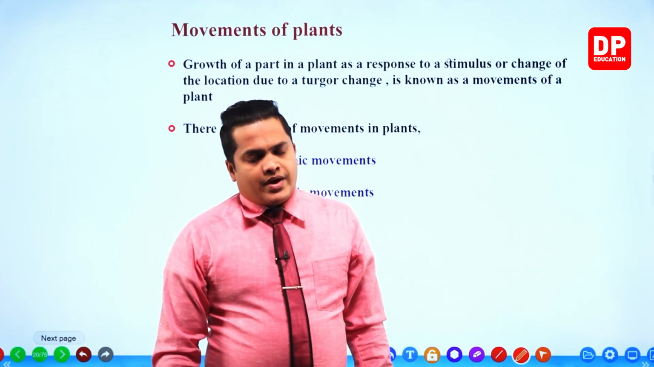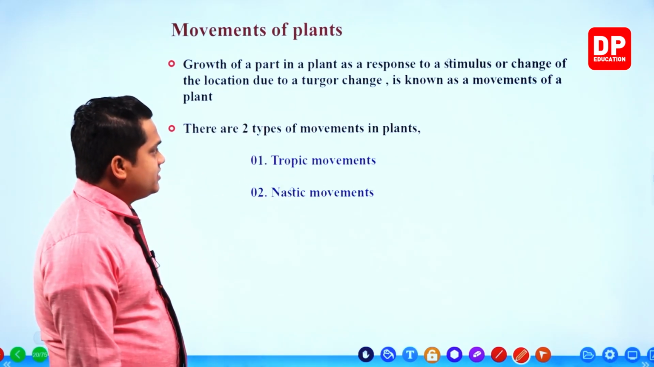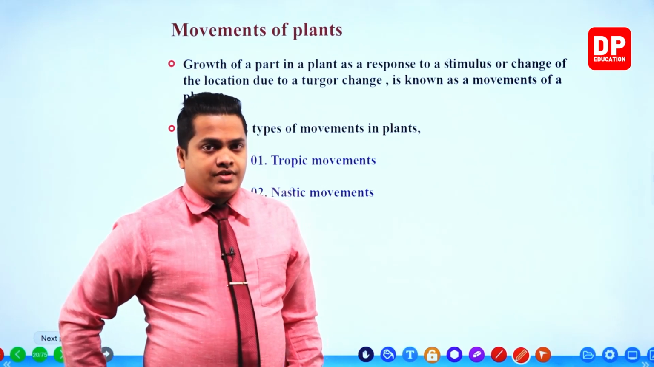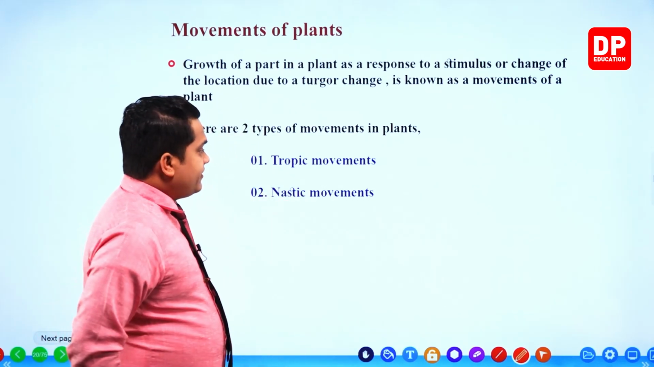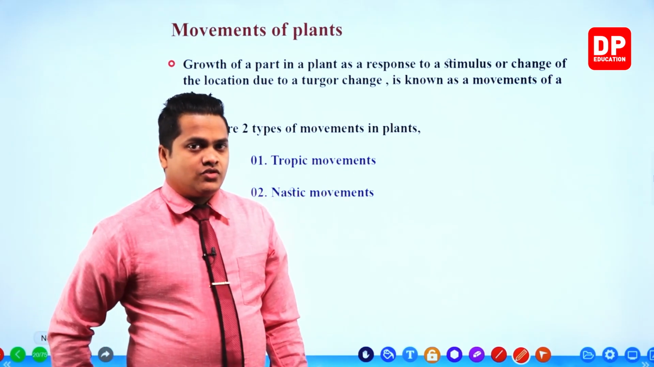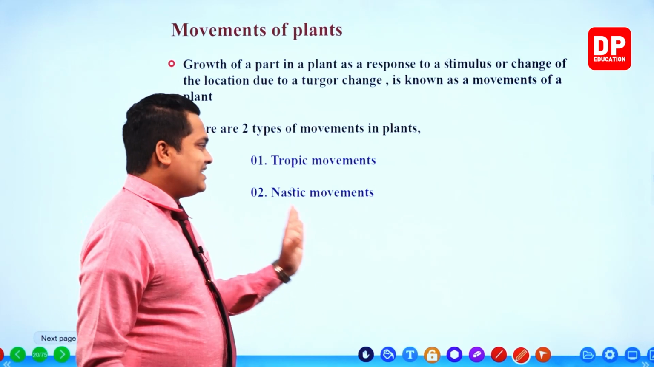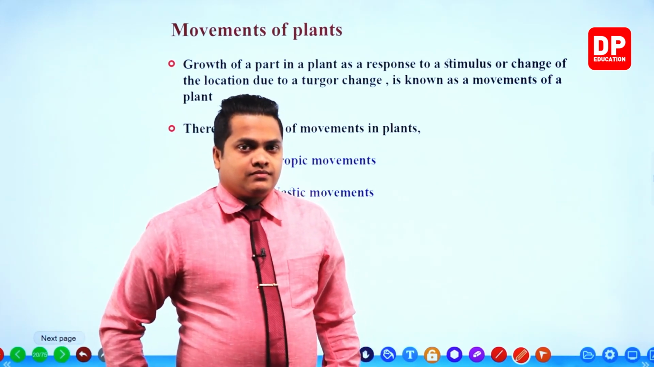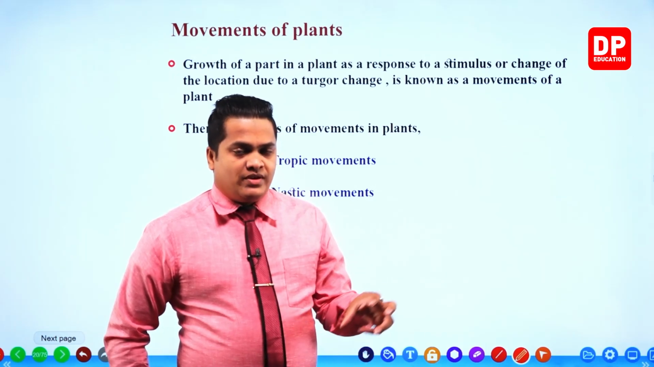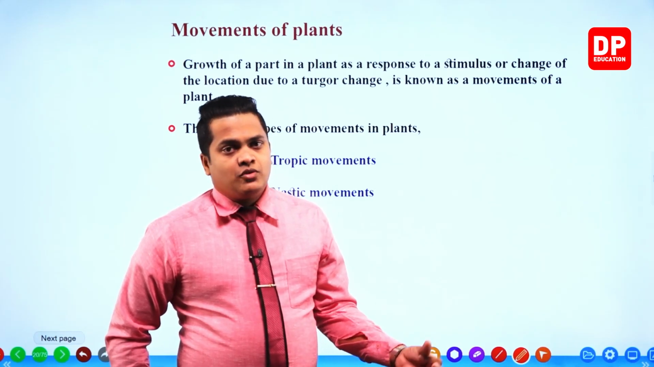Okay, right then. So there are two types of movements in plants, my dear children. The first and foremost movement type is trophic movements. Then the second type is nastic movements. So trophic movements and nastic movements are the two types of movements that we can observe within a plant.